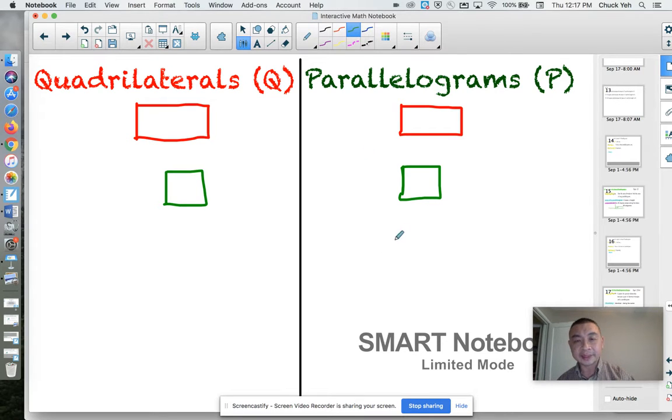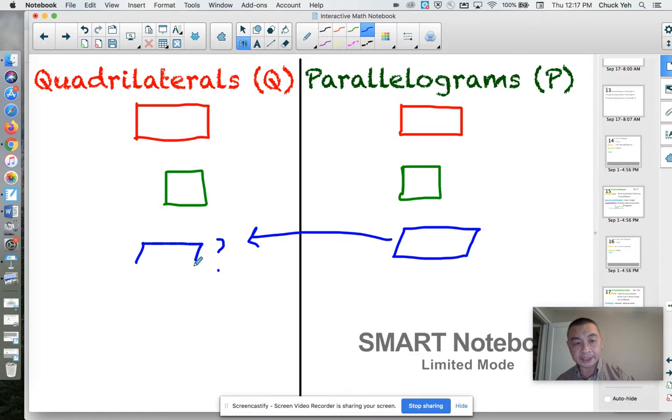All right? Now, how about the parallelograms that we've been drawing, the ones with the slanty sides right there? These are parallelograms because these sides would never touch. This side would never touch. They're parallel. Would this actually be a quadrilateral? This shape right here? Would it be over here too? What do you think? Yes, it would be, because it's four sides.